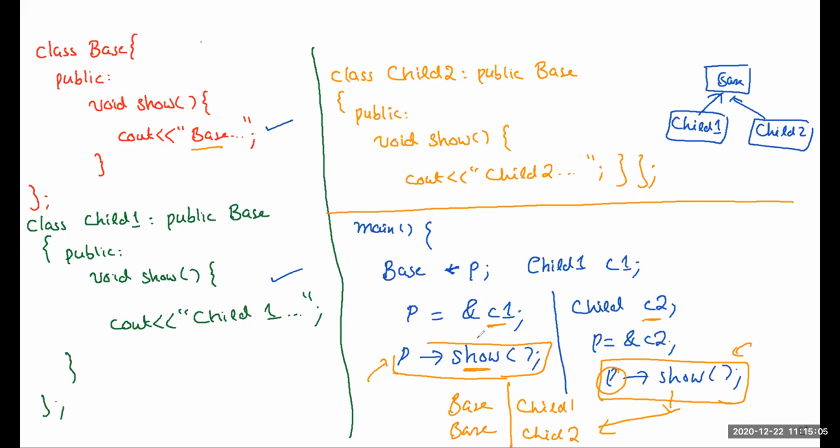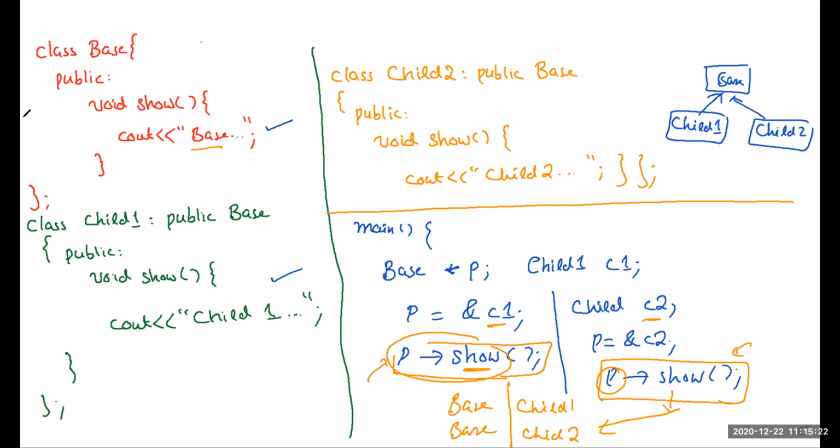But this one, which is on the left side, will be printing child 1, and the one on the right side will be printing child 2. So in order to achieve this, now this is something new, so please pay attention. What we need to do is make this function a virtual function in the parent class.